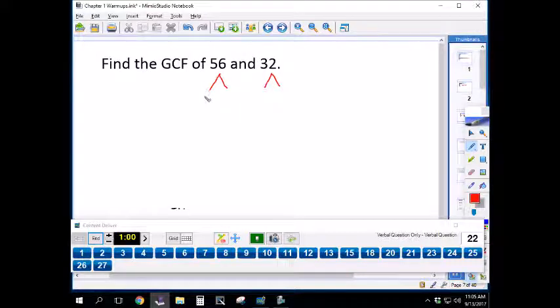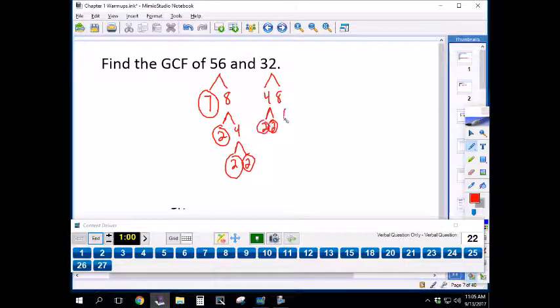Our prime factorization. So I broke this into 7 and 8. I know that 7 is prime. Now we're going to break 8 into 2 and 4. And I remember I'm circling once they become prime. And then for 32, I'm going to do 4 and 8, and then 2 and 2. Make sure we're circling them. Okay, 2 and 4, and then 2 and 2.